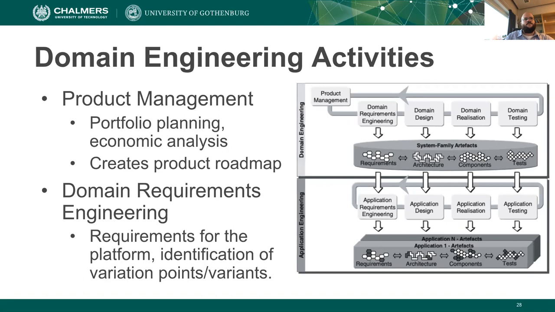Within domain engineering, our main activities are first product management, where we define the products that are going to constitute our product line as a whole, where we aim at identifying the major commonalities, what's common across the line, and the major variabilities, what's going to be true of a subset of our products. This lets us plan our portfolio. It also encompasses major economic analysis of the products of our product line. The major output of this activity is a roadmap for our product.